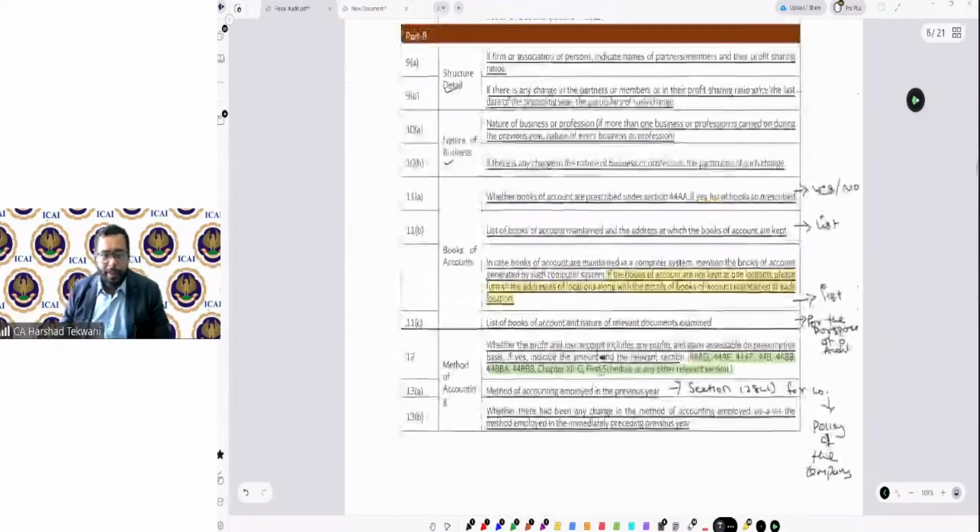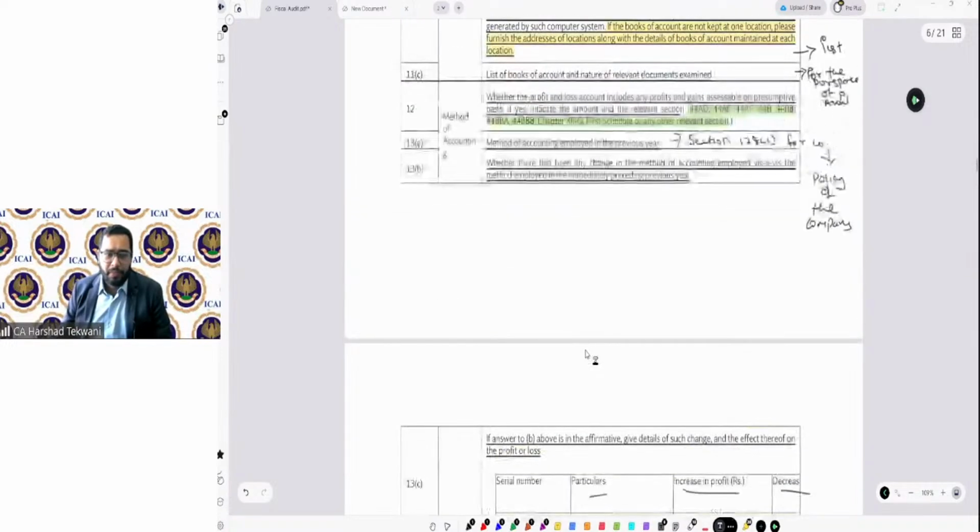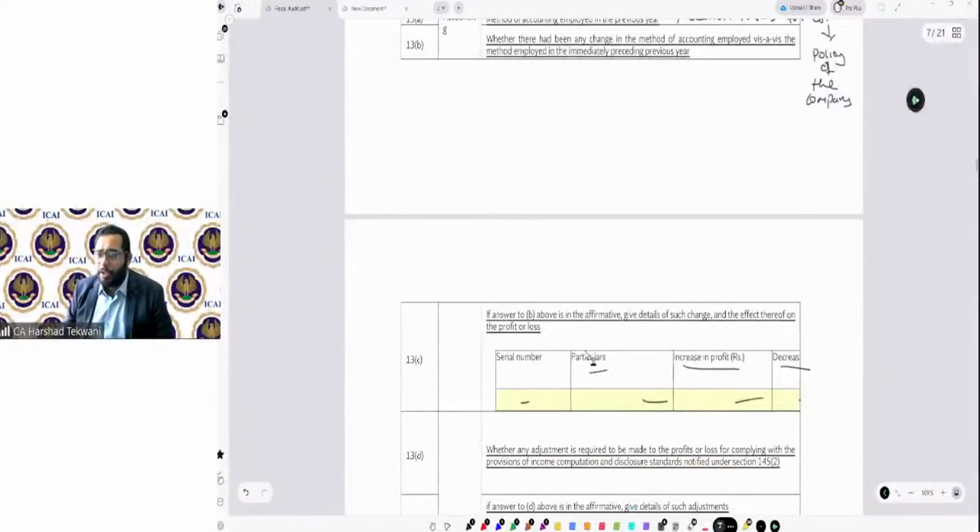Okay. To summarize, number one, what is the method of accounting that is employed by the assessee? Number two, whether this was the method of accounting employed by the assessee in the last year also, that is B. C talks about if the answer is no, meaning there is a change in method of accounting. If there is a change that you have reported in B, then give the details in C, clause 13C: what is the change, where it is impacting, whether it is increasing or decreasing the profit at the overall level. You need to provide those details. Accordingly, you need to report it.